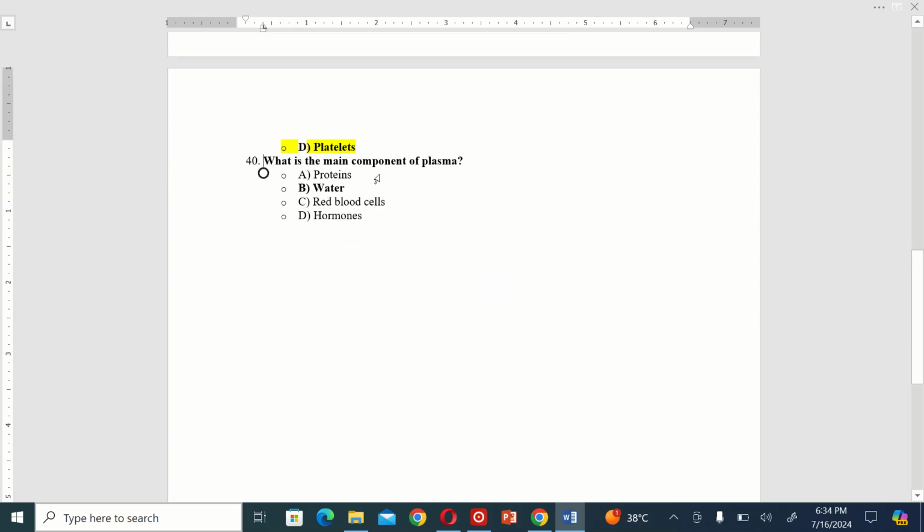What is the main component of plasma? A. Protein. B. Water. C. Red blood cells. D. Hormone. So the correct option is B, water.